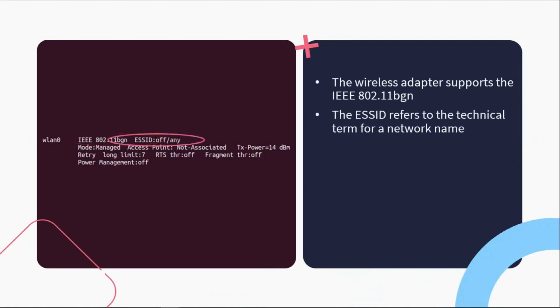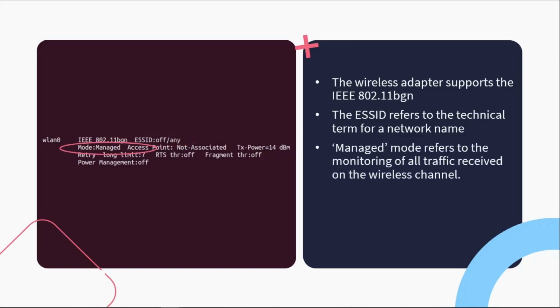This refers to the technical term for a network name, such as the name of the Wi-Fi network, such as the coffee shop hotspot. Managed mode refers to the monitoring of all traffic received on a wireless channel. There are other various modes with the wireless adapter, such as promiscuous mode, used for capturing packets without having to associate with an access point, and master mode, where the wireless adapter acts as an access point to other connected devices. Note that there is no access point associated to this wireless adapter.